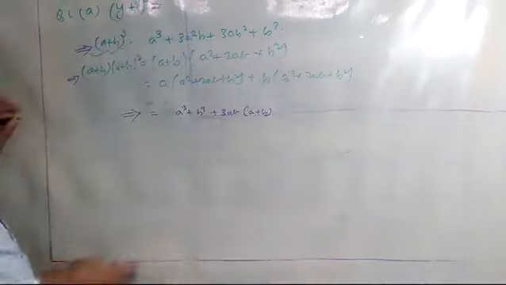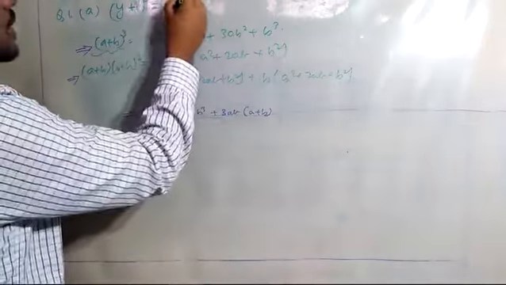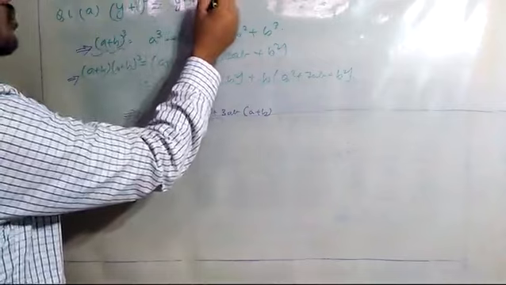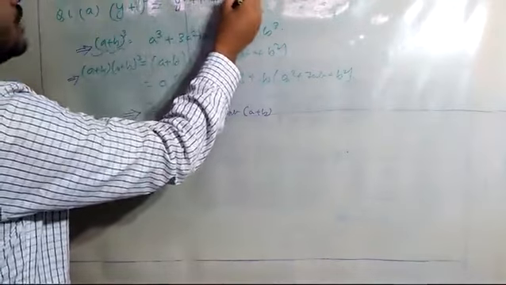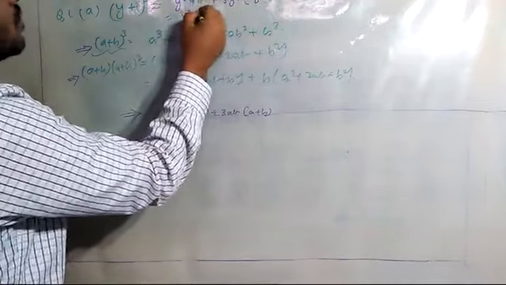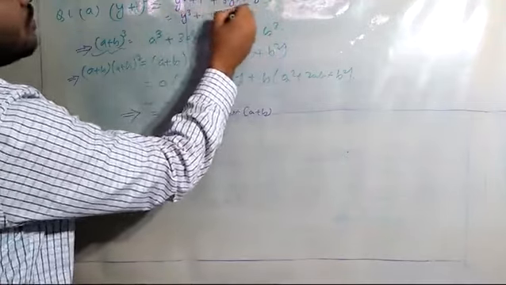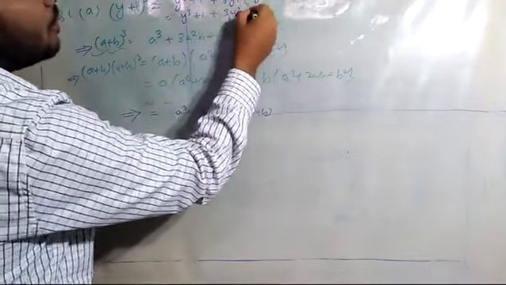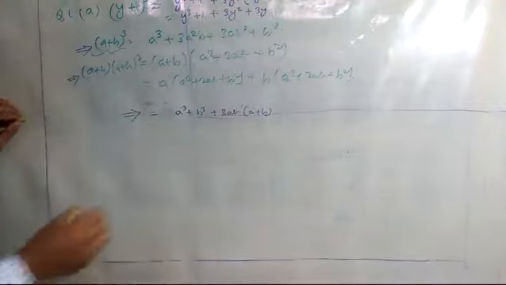So here I will be following this one. I will write it will be y cube plus 1 cube plus 3 into y into 1 bracket y plus 1. So it will be y cube plus 1 plus 3y into y square plus 3y. I hope it is clear.